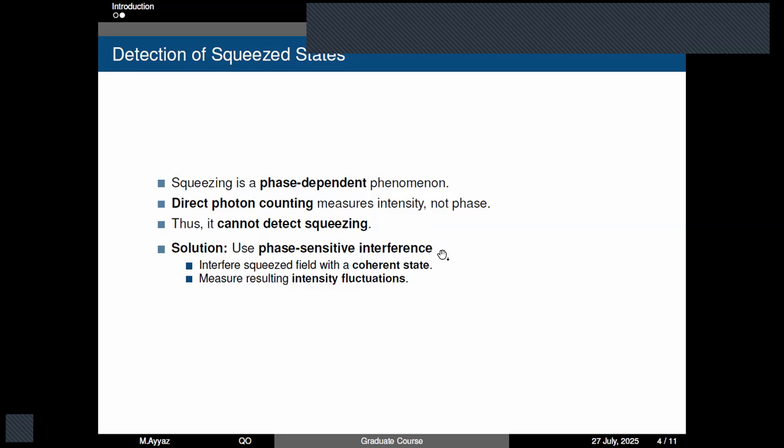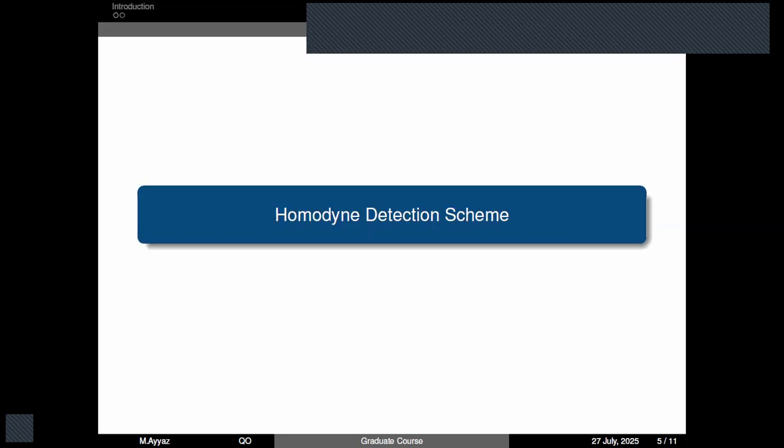In this interference phenomenon, we have to use a reference beam that can be controlled. One of the experimentally friendly states of light is a coherent state, because it is a quasi-classical state, and we can control its phase and amplitude quite easily. So using intensity fluctuations, we can deduce phase-dependent properties, including squeezing. So let's move on to the technical details of the homodyne detection scheme.